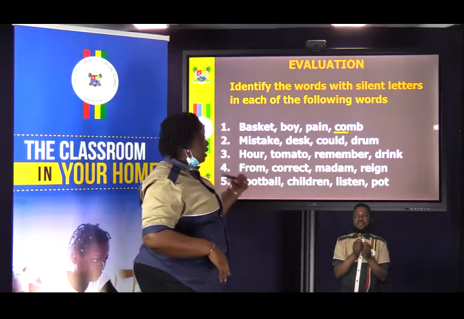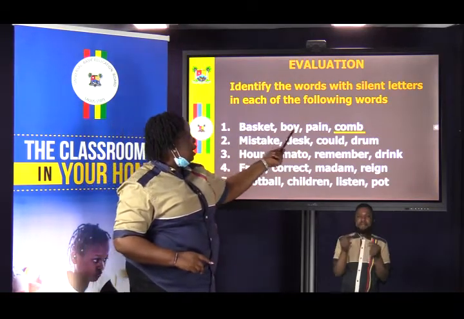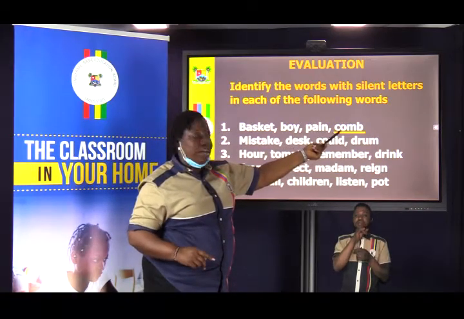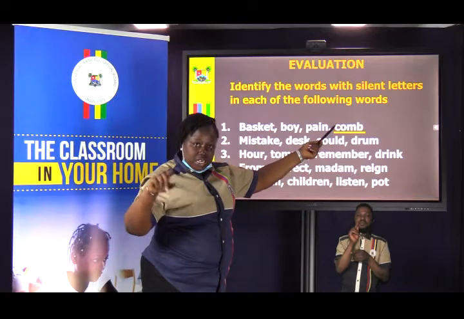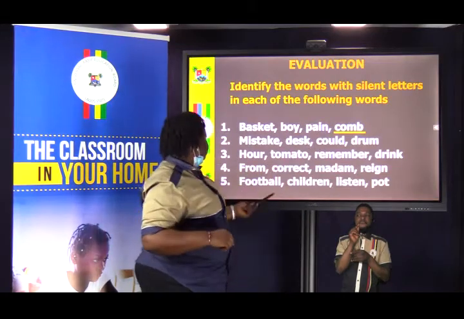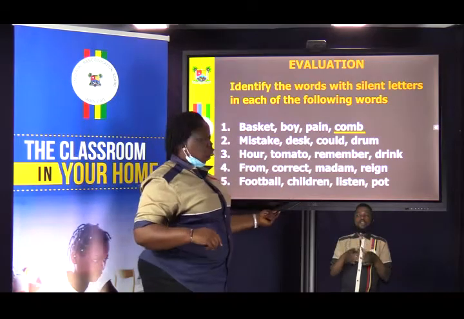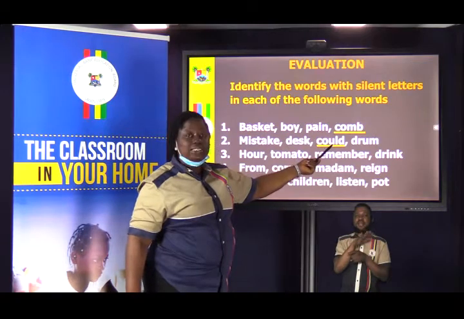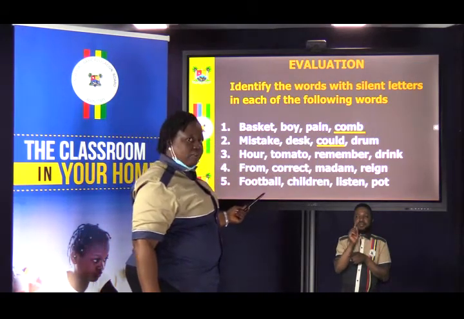Let's have correction together. Number 1: boy, pain, comb. Because there's a silent letter B there. Comb, not comb-b. So that's your answer. If that is what you have written, please give yourself a tick. Well done. Number 2: mistake, desk, could, drum. The answer is could because of the silent letter L there. Another tick if you have that.